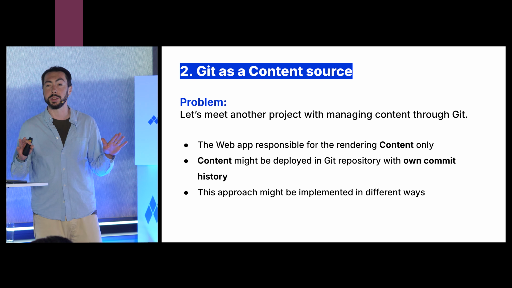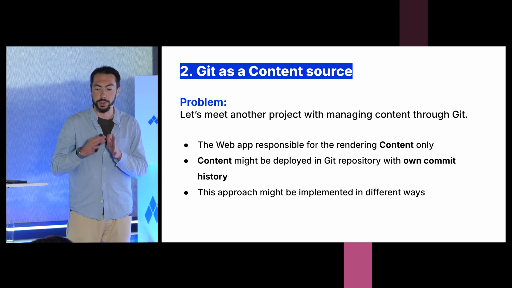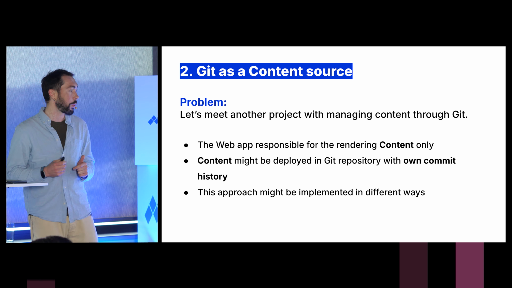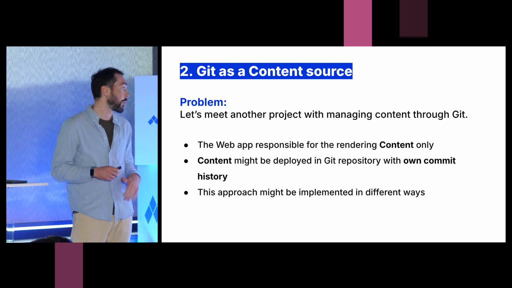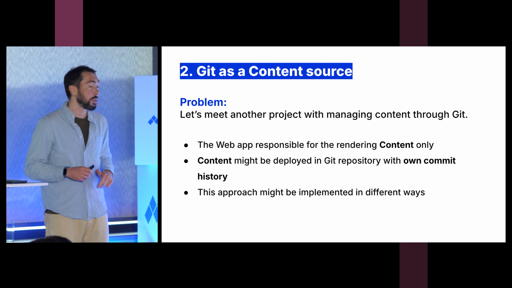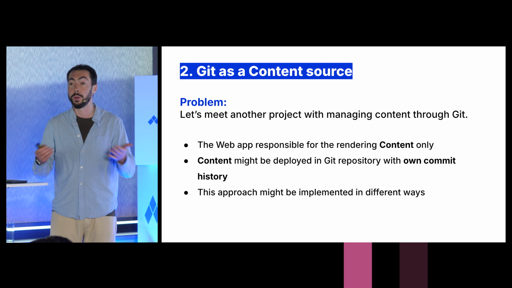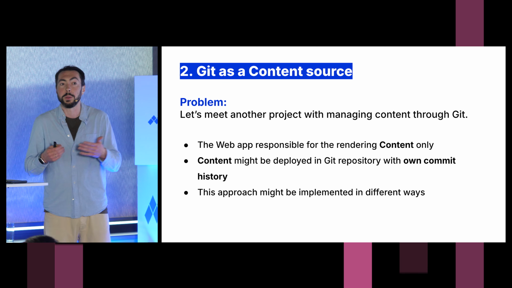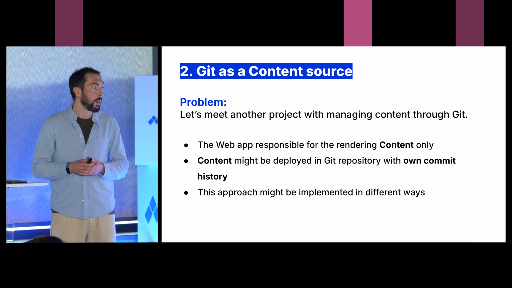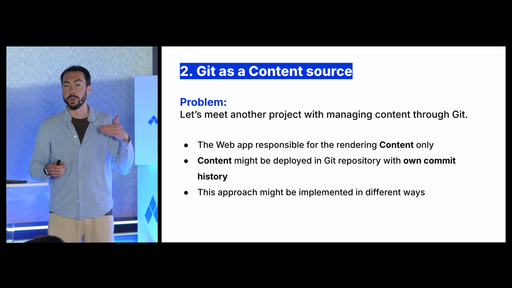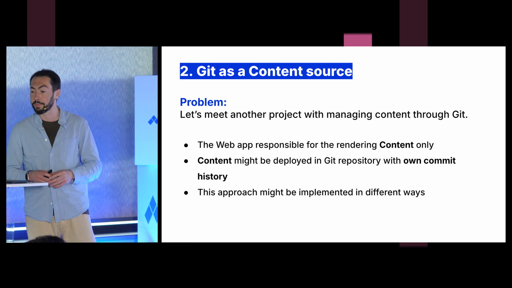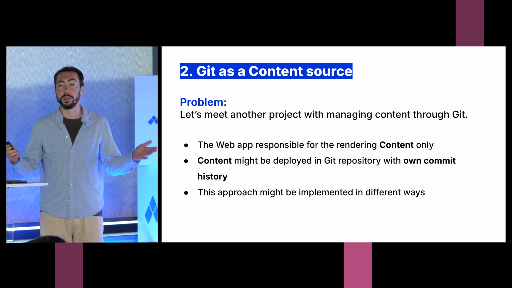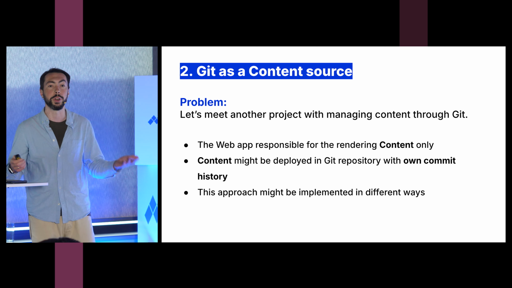The situation is the same. The web application is responsible only for rendering content. It doesn't care about the content that comes from another repository. And the content might have its own commit history. It's pretty useful when we try to restore our previous stable commits. And this approach might be implemented in different projects, in different configurations of projects.